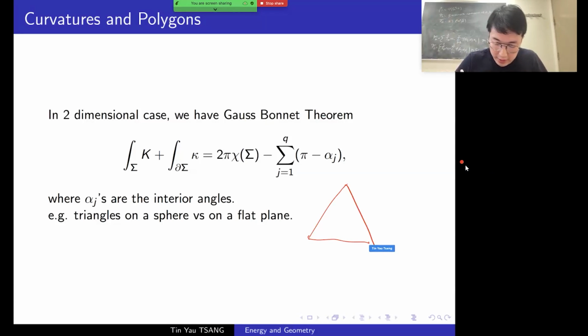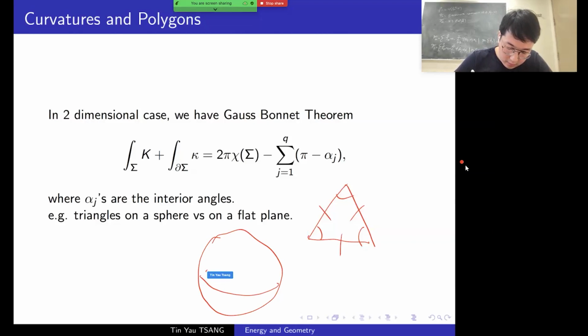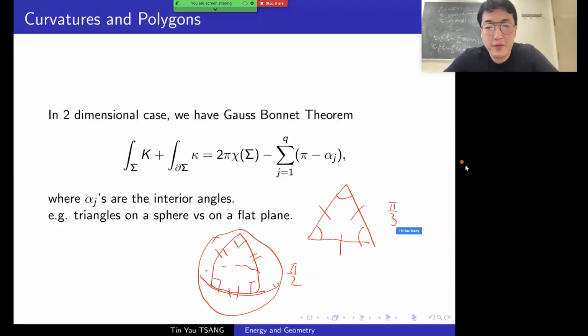For example, this is an equilateral triangle. Here are alpha 1, alpha 2, alpha 3. Of course, they are all pi over 3 at this moment. On the other hand, you can consider an equilateral triangle on a sphere. On the sphere, you can also have an equilateral triangle like this, and this time all the angles are pi over 2, not pi over 3. So what makes the difference? The difference comes from the Gauss curvature. That's why curvature corresponds to angles. That's the thing we should see.